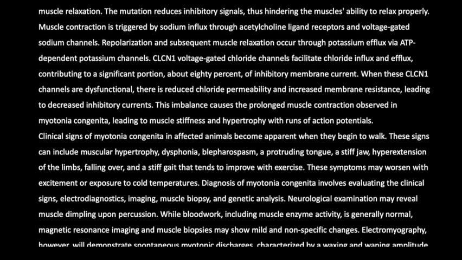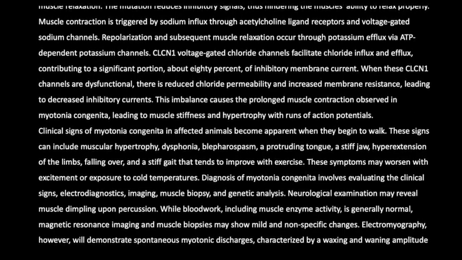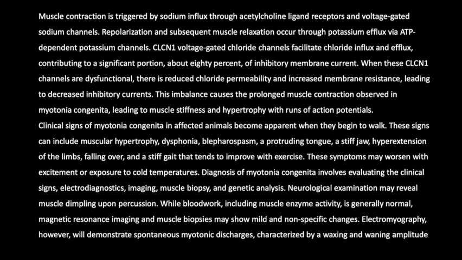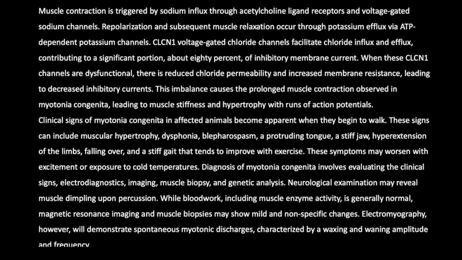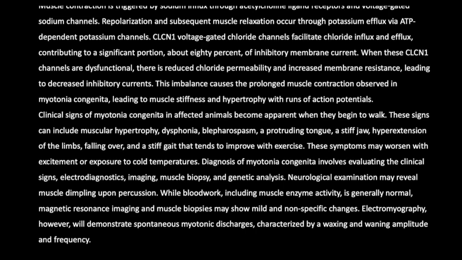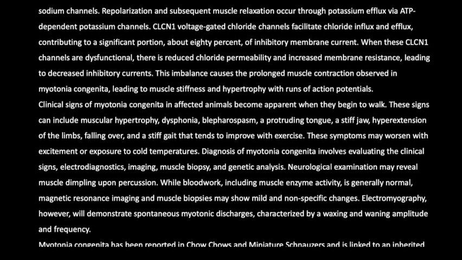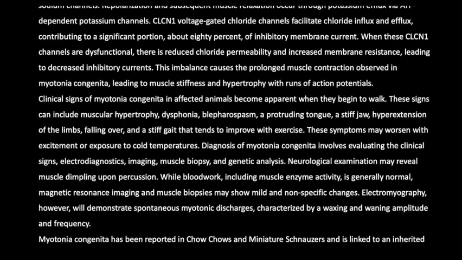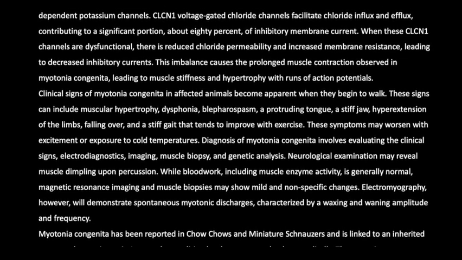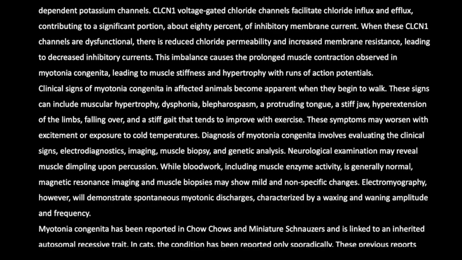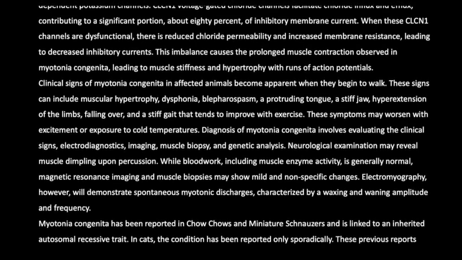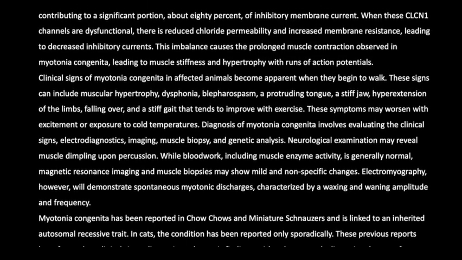When these CLCN1 channels are dysfunctional, there is reduced chloride permeability and increased membrane resistance, leading to decreased inhibitory currents. This imbalance causes the prolonged muscle contraction observed in myotonia congenita, leading to muscle stiffness and hypertrophy with runs of action potentials. Clinical signs of myotonia congenita in affected animals become apparent when they begin to walk.